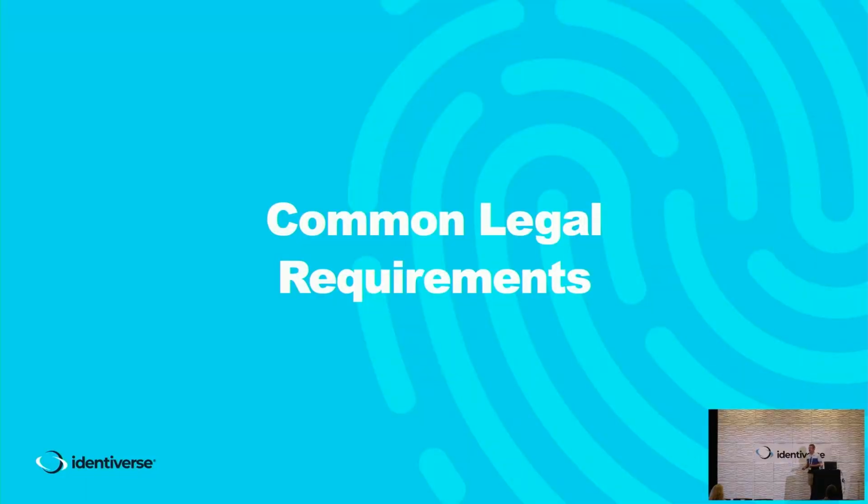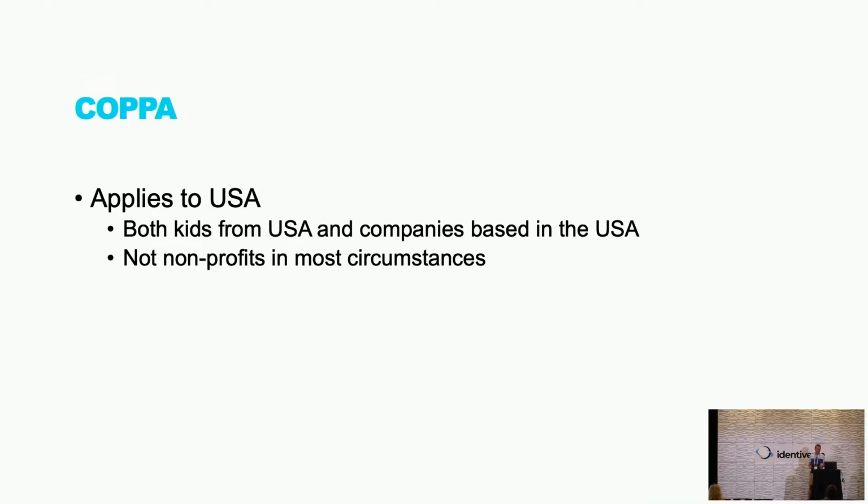Let's talk about some common legal requirements. By the way, there's a ton of legal requirements, and they definitely vary based on locality, so I'm not going to go into every single one, but I'm going to give you an overview of some important ones. COPPA is the first one, and this stands for the Children's Online Privacy Protection Act. This applies to people that are selling into the USA or companies that are based in the US. There are some carve-outs for nonprofits.